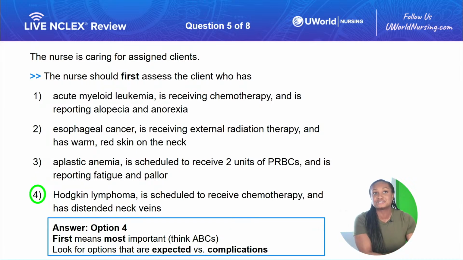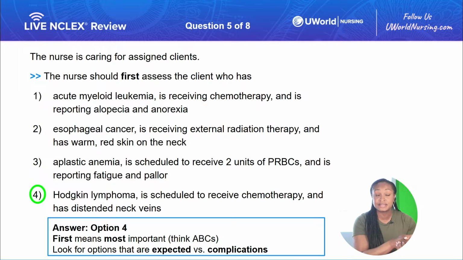Hodgkin's lymphoma is scheduled to receive chemotherapy and has distended neck veins. So this is the only complication that we're seeing with all these disease processes and what they're about to receive. So if a client has distended neck veins and has Hodgkin's lymphoma, this could be concerning that the tumor they have is compressing on their superior vena cava and is blocking the blood flow back to the heart. So this would be very, very concerning. Any occlusion of blood flow to the heart is going to be a problem. But that distended neck veins is going to be very apparent and something that we need to treat immediately.